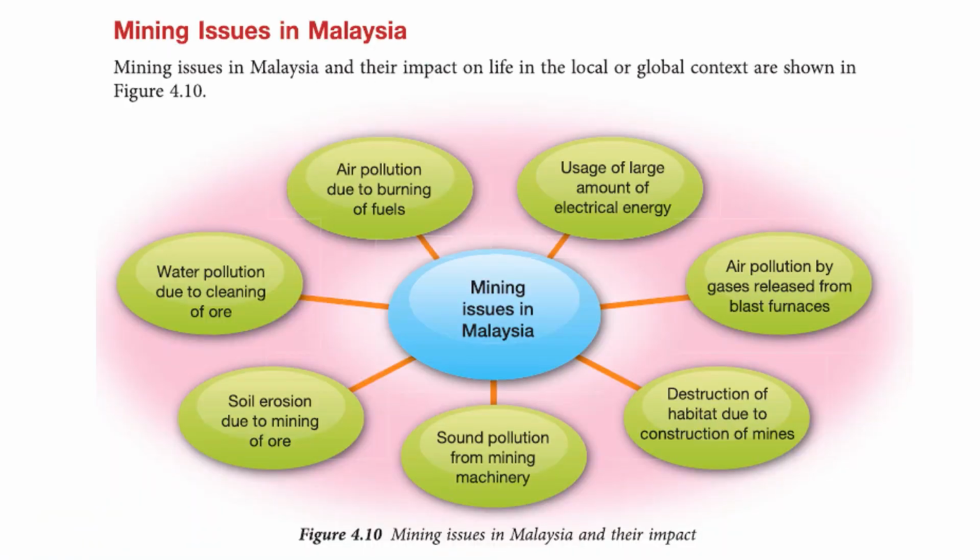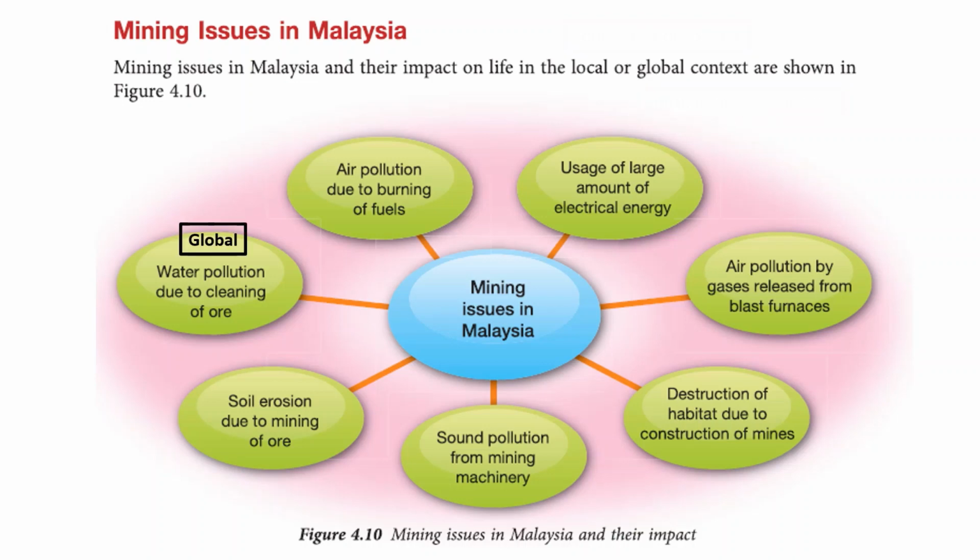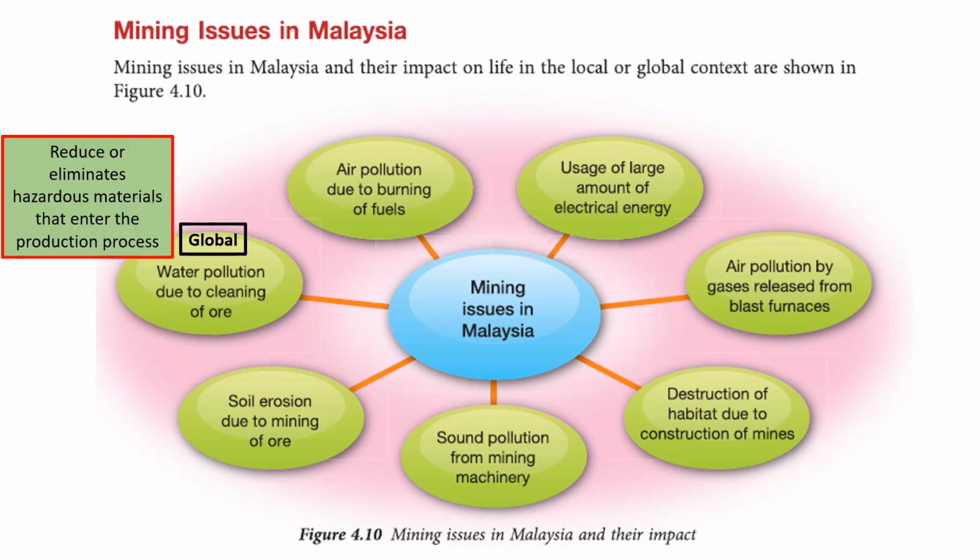Bismillahirrahmanirrahim. Many issues in Malaysia and their impact on life in the local or global context. Local context here refers to community or country, while global context refers to international or universal. So the issues in Malaysia are divided into local context and global context. Water pollution due to cleaning of ore is one example of global context. So how to reduce or prevent water pollution? By reducing or eliminating hazardous materials that enter the production process.